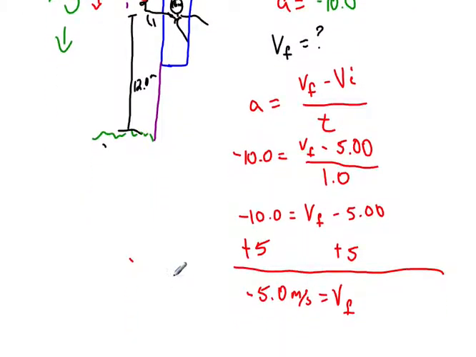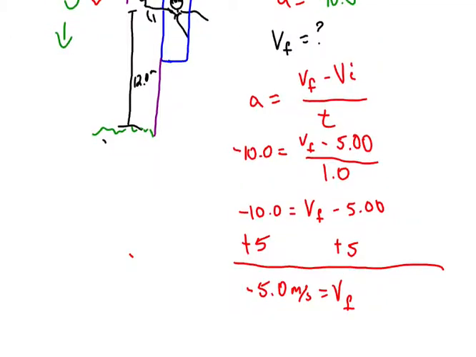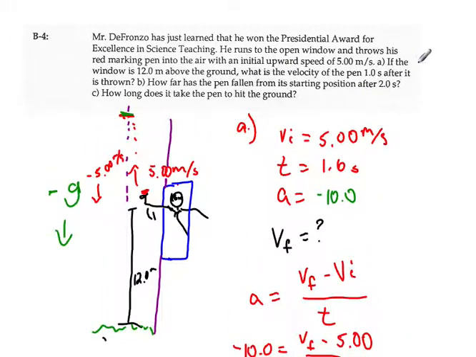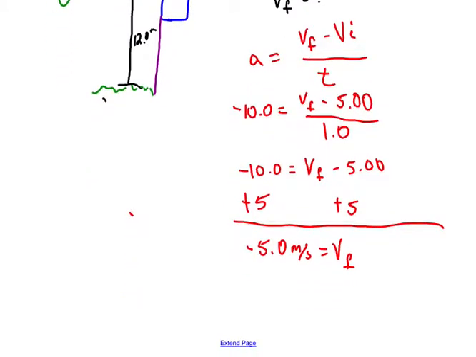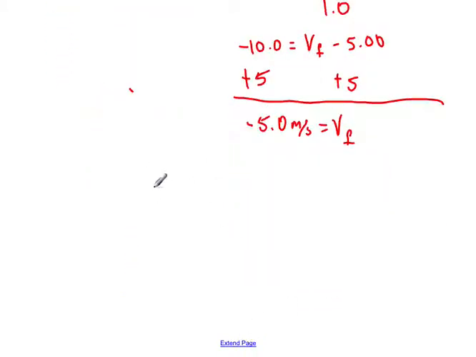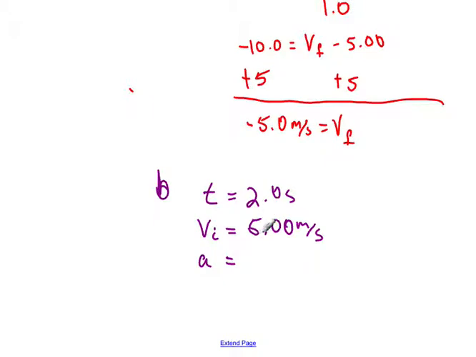We know the speed that it's going after 1 second. It's going back down. We can go to B here. How far has the pen fallen from its starting position after 2 seconds? So this is B. Time in this case is 2 seconds. The VI was 5 meters per second. It was thrown up, right? Acceleration is negative 10 meters per second squared.